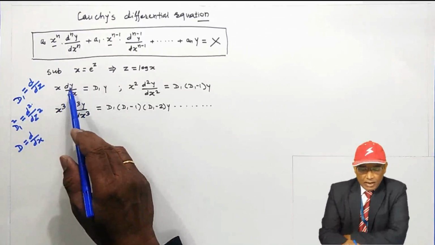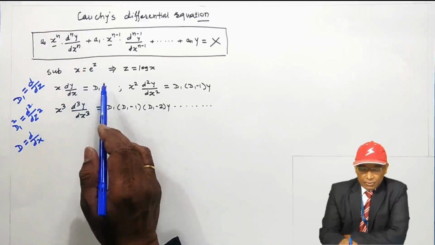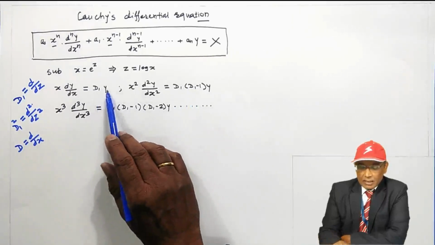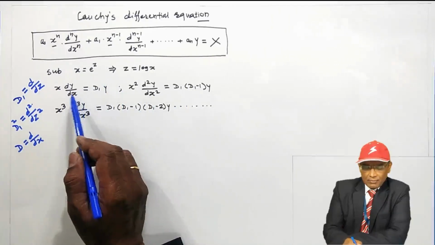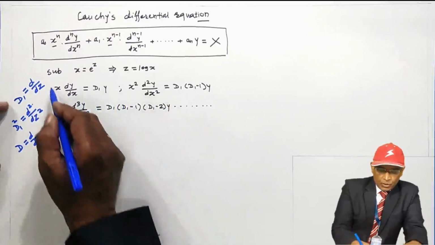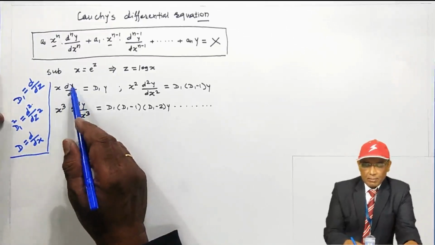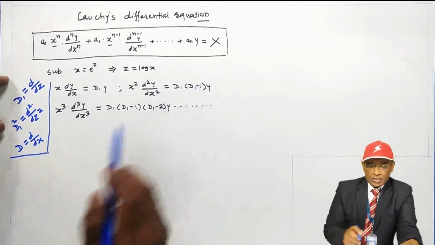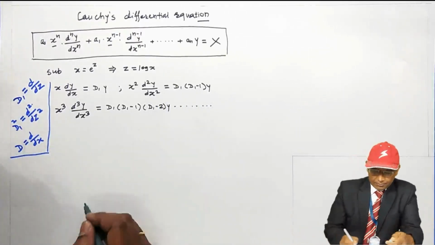And x dy by dx means D1 y. D1 y means the derivative of y with respect to z, that is dy by dz. You can get left hand side equal to right hand side using the chain rule, but that is not necessary to show here. Using the chain rule, you can show x dy by dx equal to D1 y, x square d2y by dx square equal to D1 (D1 minus 1) y. But it is not necessary to prove in the examination. You can directly remember.